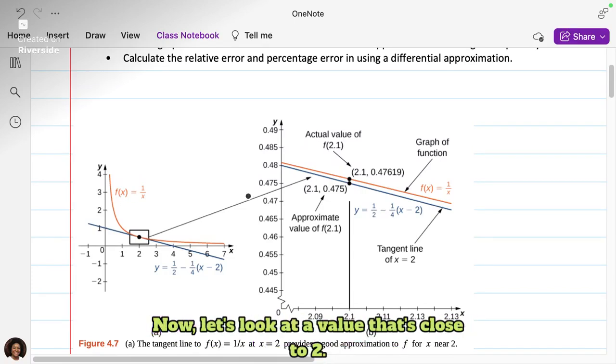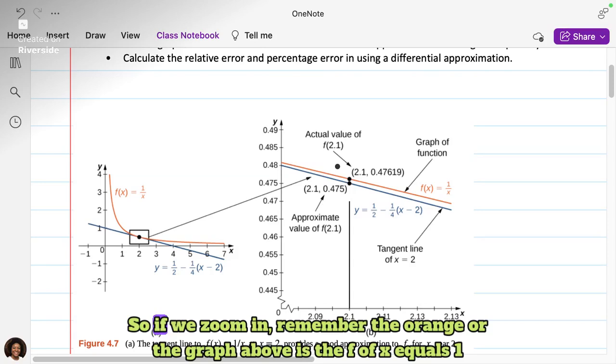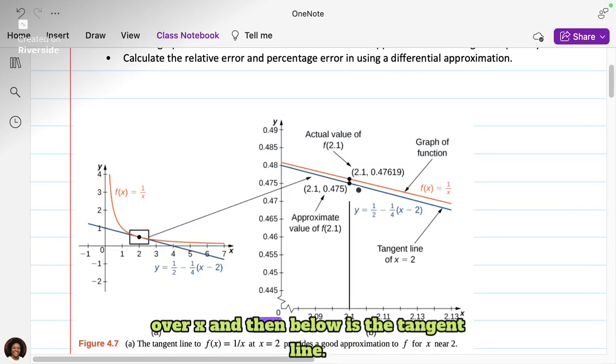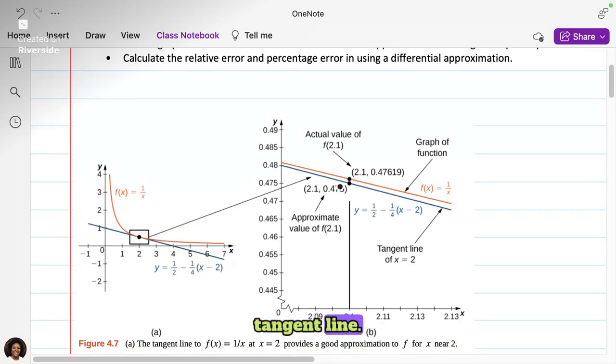Now, let's look at a value that's close to 2. So for example, the value 2.1. So if we zoom in, remember the orange or the graph above is f of x equals 1 over x, and then below is the tangent line. We'd like to get the value of f of 2.1, and we can approximate that value by the tangent line.